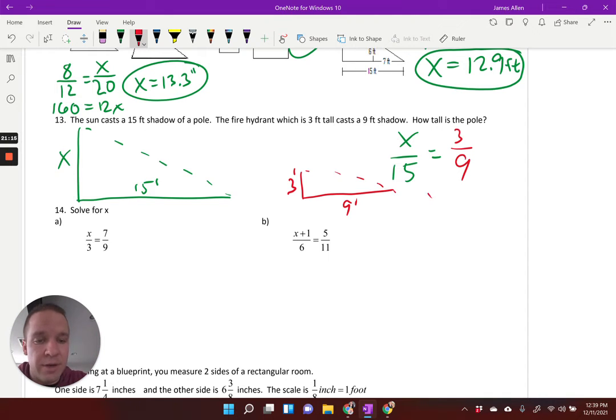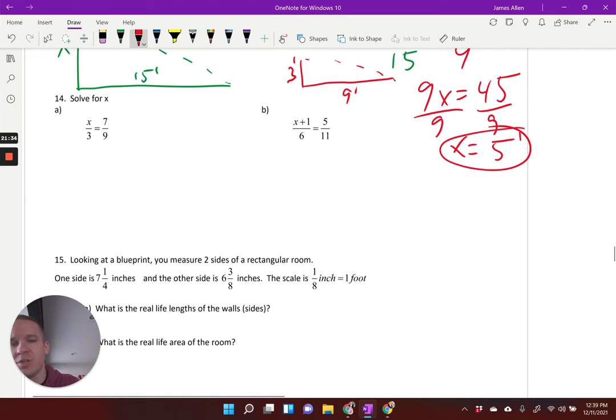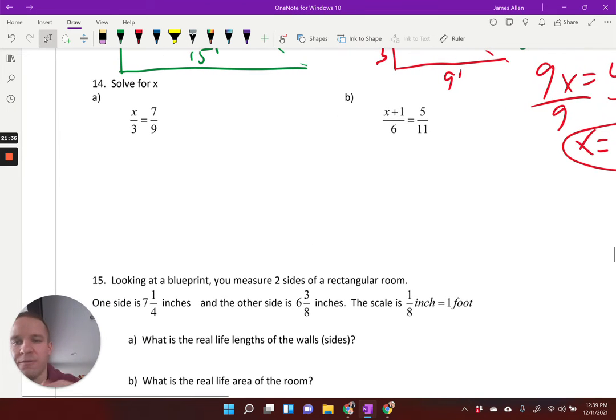I don't know, man. So I've got 9x equals 45. Divide by 9, and I get x equals, and that's going to be, what, 5? Cool. So whatever that is, probably not a flagpole if it's only 5 feet tall, but 5 feet for that. Awesome, wonderful, and fantastic. Number 14, just some basic proportions here already set up for us.